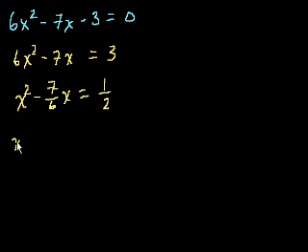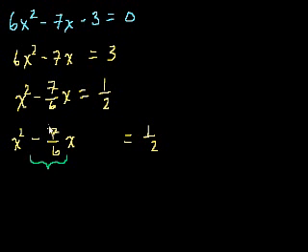So we have x squared, I'm just going to open up some space, minus 7/6x plus something is going to be equal to 1/2. And so we have to add something here so that this left-hand expression becomes a squared expression. So how do we do that? Well, essentially we look at this coefficient, and keep in mind it's not just 7/6, it's minus 7/6. You take half of it and then you square it, right?